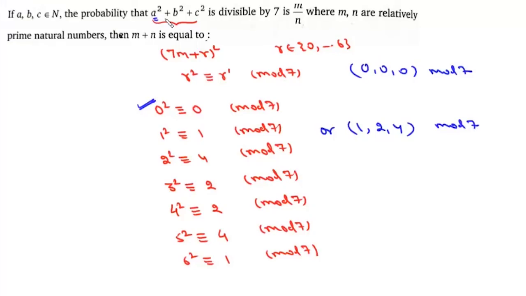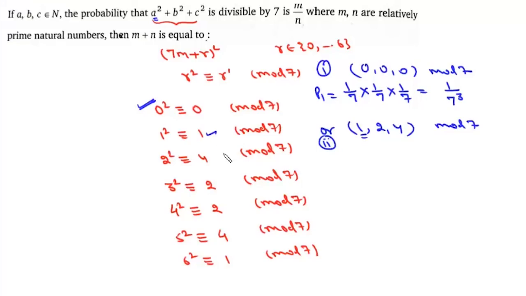For A to be 0 modulo 7, it should be 7m plus 0. So the value of r should be 0. In that case this probability is 1 by 7. Now for B also it will be 1 by 7, and for C also it will be 1 by 7. So for this first case, the required probability will be 1 by 7 cube.